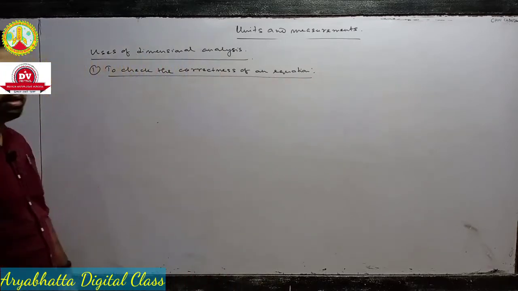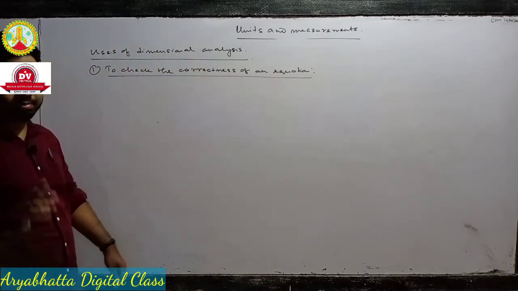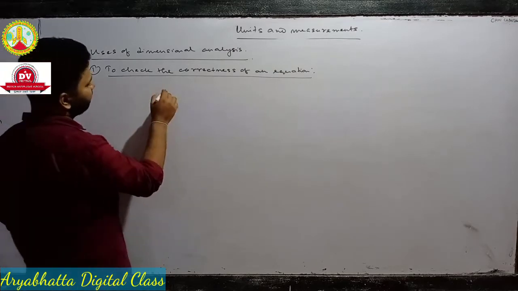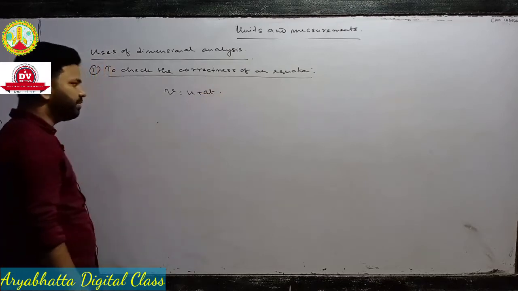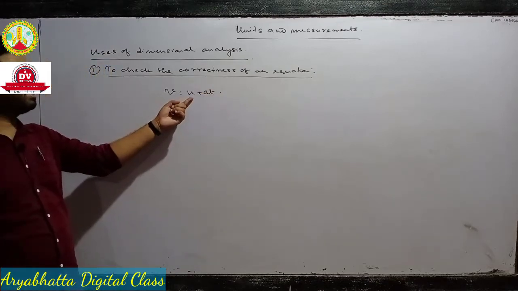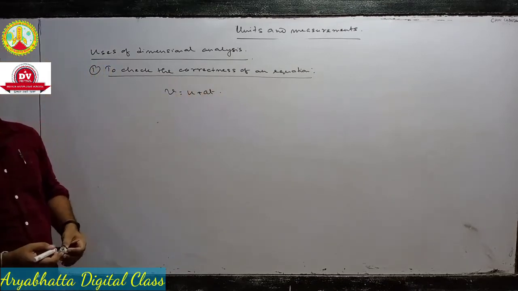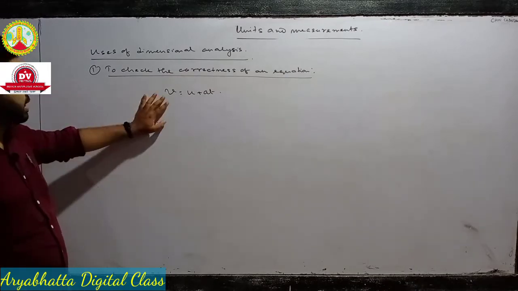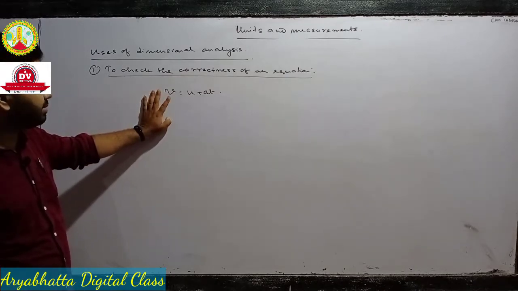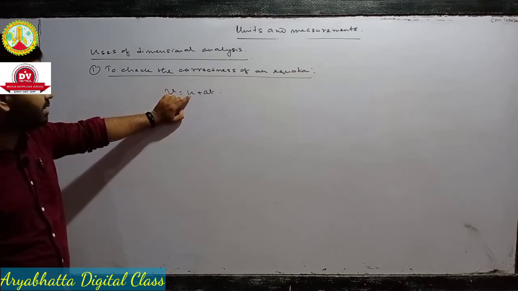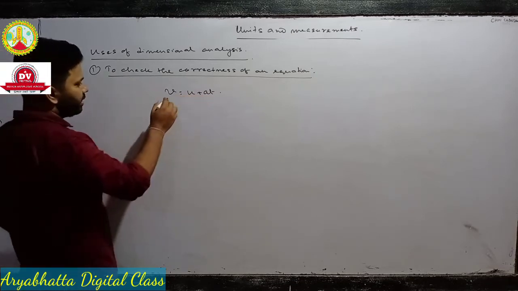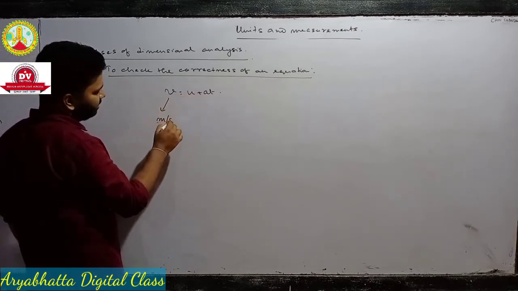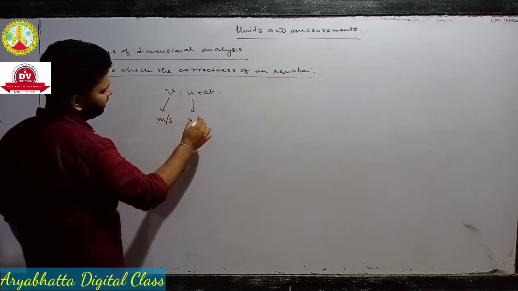Now see what correctness of an equation means here. Suppose in class 10 you got a formula that v equal to u plus at. I think in class 9 you learned that v means final velocity, u is initial velocity, a is acceleration and t is time. See, the unit of velocity is meter per second. This is also velocity, and its unit will be meter per second, and the overall unit will also be meter per second. See, the unit of velocity is meter per second, and the unit of initial velocity is meter per second.